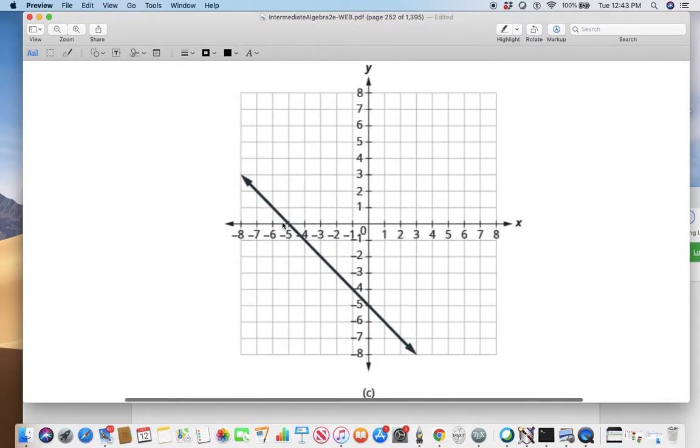This line passes through the x-axis at -5. So the x-intercept is, don't forget, (-5, 0). Don't forget the y-coordinate. For this line, it passes through -5 on the y-axis. So x is 0, y is -5. You need to spell out the entire point. So that's the y-intercept. This is the x-intercept.